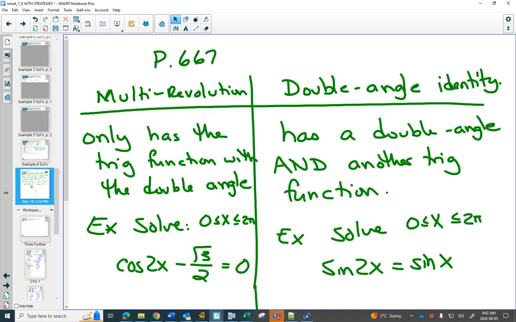So continue on page 666 if you have room, but you can continue on page 667 if you've already used that up. Remember multi-revolution questions when you had a 2 theta or a 3 theta? Well, sometimes it's a multi-revolution question, but now sometimes you're going to have to use one of your double angle identities. So we're going to look at how do we know which one to use and when.